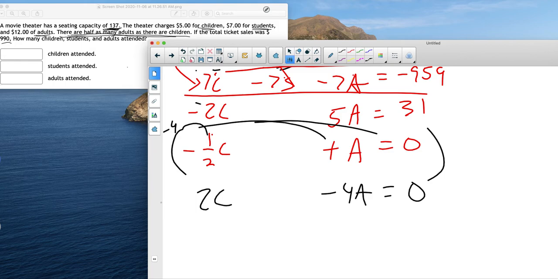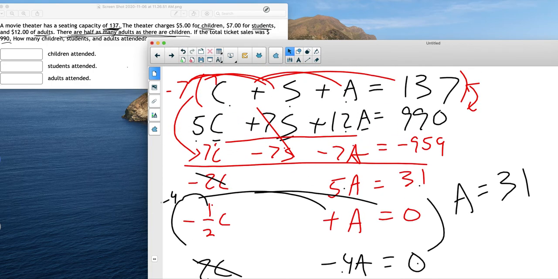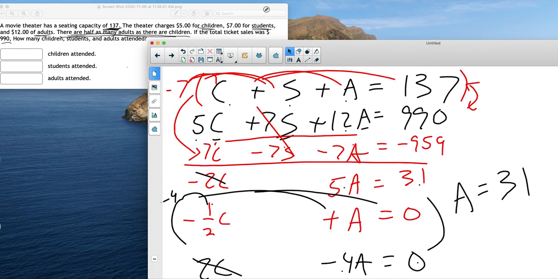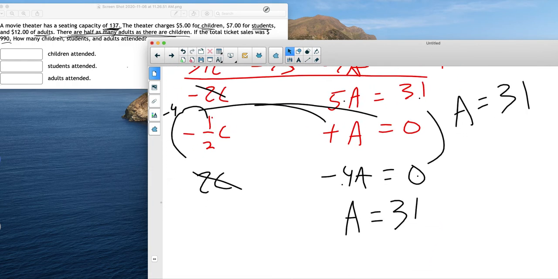So now when I add these, the C's cancel. 5 minus 4 is just A. 31 and 0 is 31. So now I know I have 31 adult tickets. Okay? I can go back up to this little equation over here. Where is it? Did I erase it already? Well, I guess it's right here. I can use this equation right here.